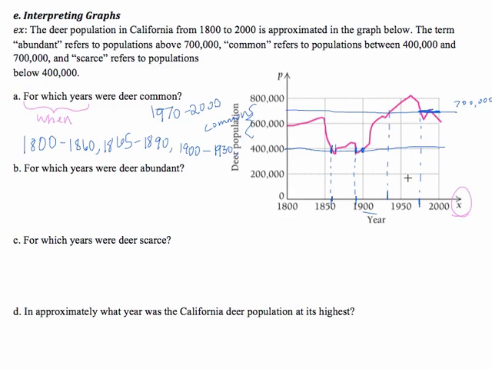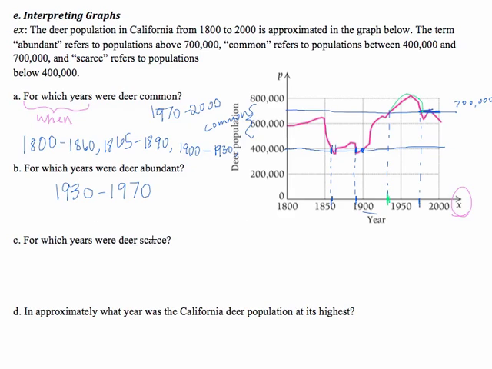In what years were deer abundant? That is asking for what years the population is above 700,000, and it looks like only really briefly, from here to there. So that's roughly, I estimated that as 1930 right there. So from about 1930 to right about there, which is about 1970 or so.